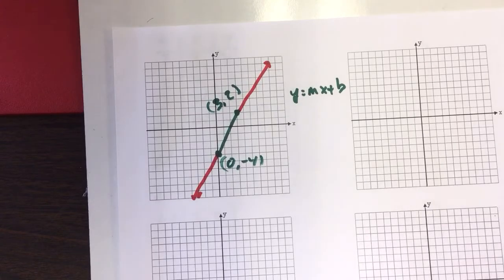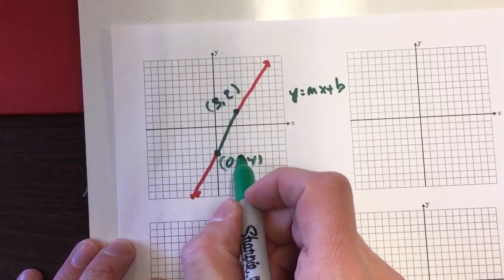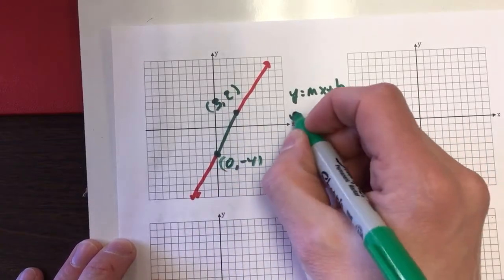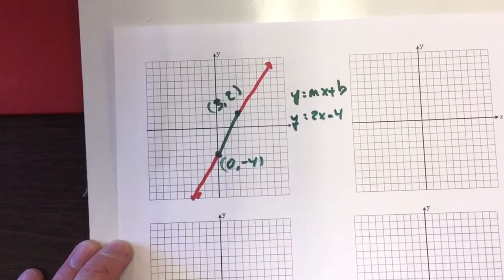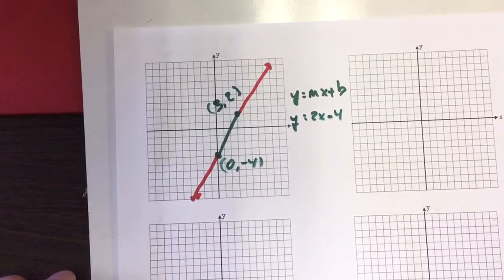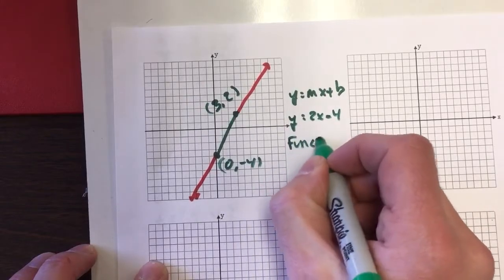Well, John, what'd you say? 2x minus 4. Yeah. We can find the slope. Notice that we're going over 3, up 6. Y equals 2x minus 4. There's our y-intercept. We have an equation in slope-intercept form. Function form.